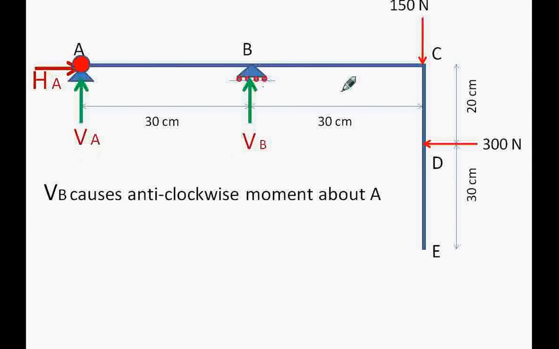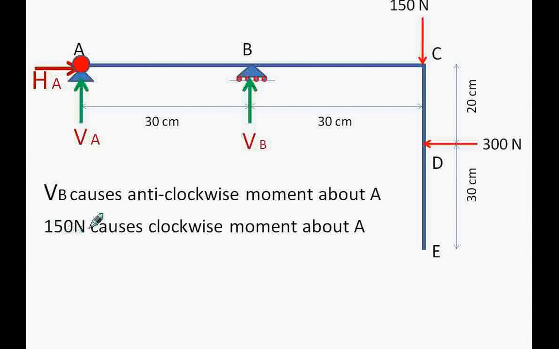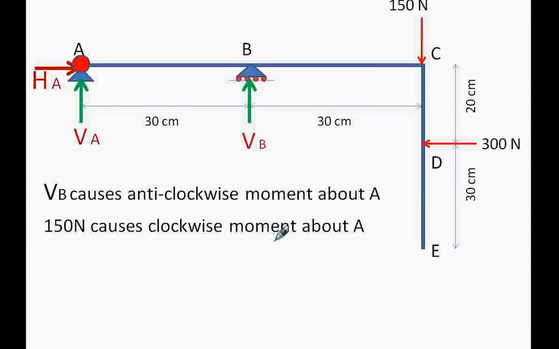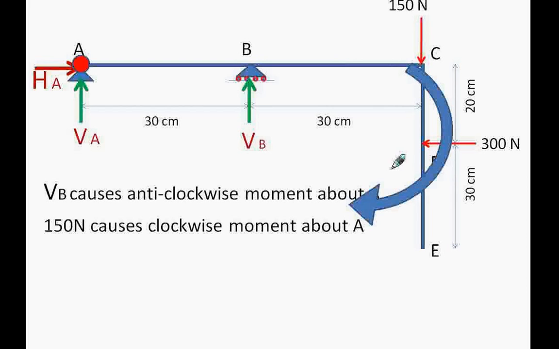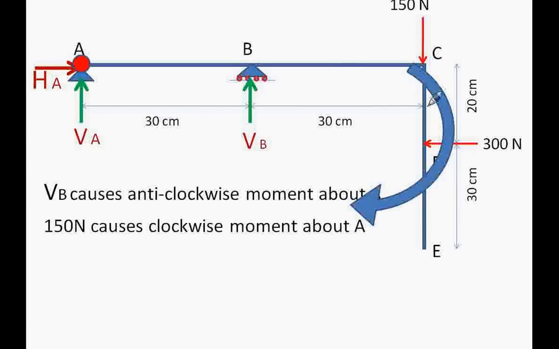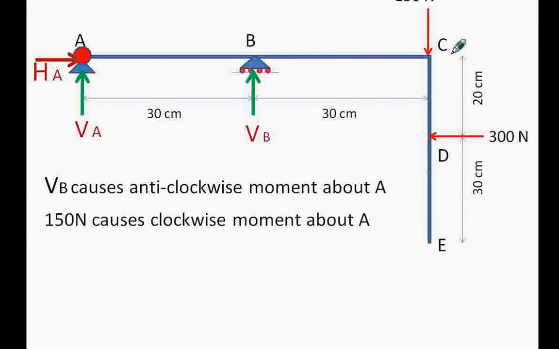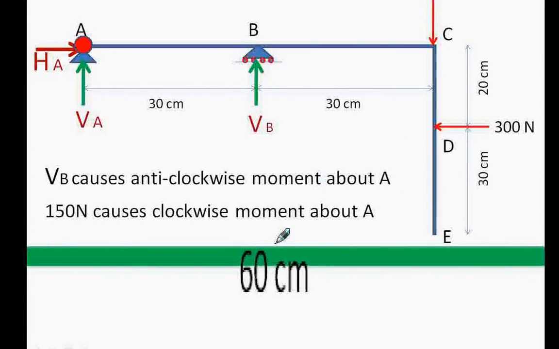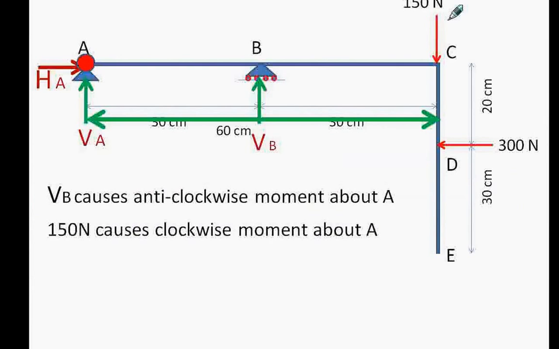Similarly, we shall come to the 150 Newton force. This 150 causes clockwise moment about A. How? It is acting downwards. This is the moment center, and see the direction in which the arrow goes. This is the direction in which C is rotating, and hence it is clockwise. Moment means force multiplied by distance. The distance of the 150 from A is 30 plus 30, that is 60.